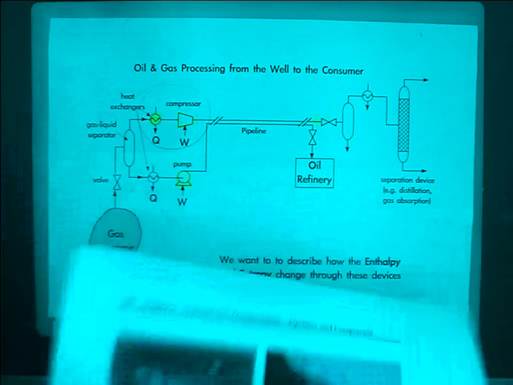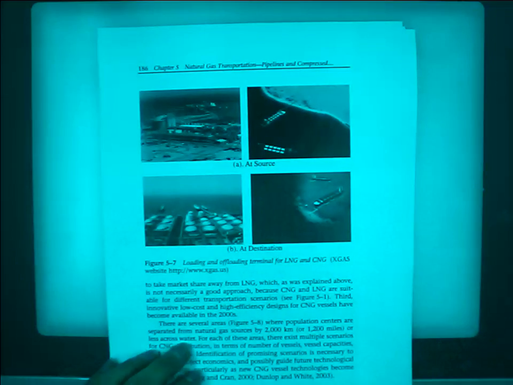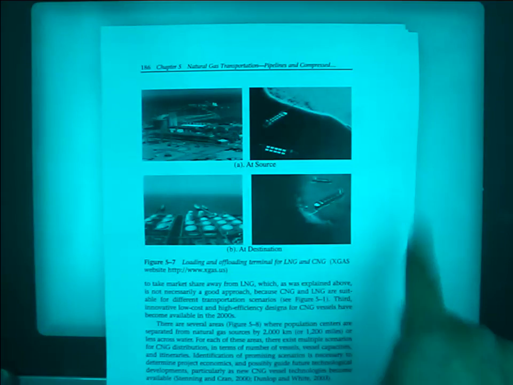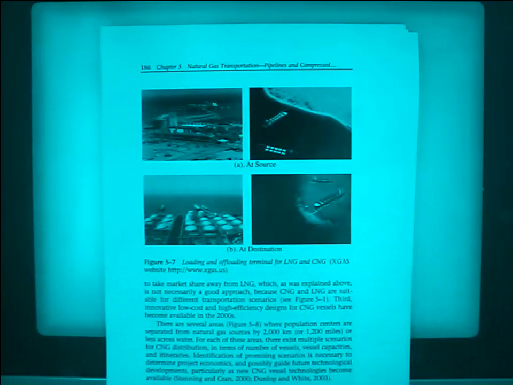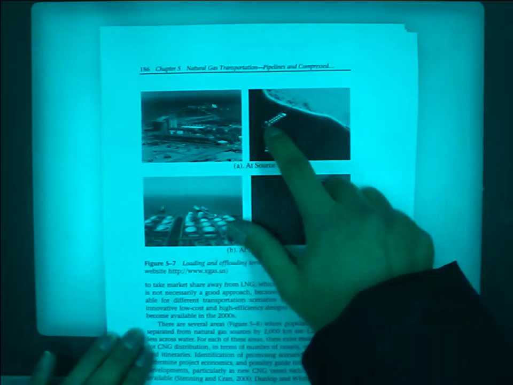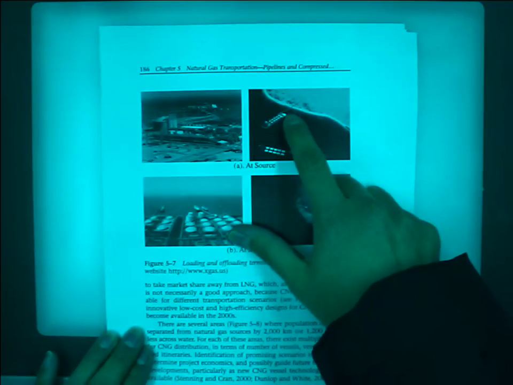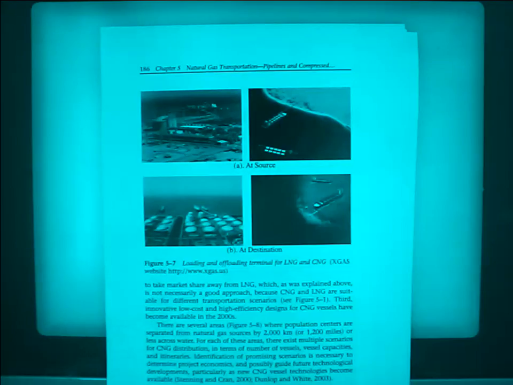The pressure. So here we have some examples from a book, and in this case what they are showing is the fact that they are extracting natural gas from a well located in the sea, and basically they use this type of ships to transport the compressed gas from one place to another. Okay?